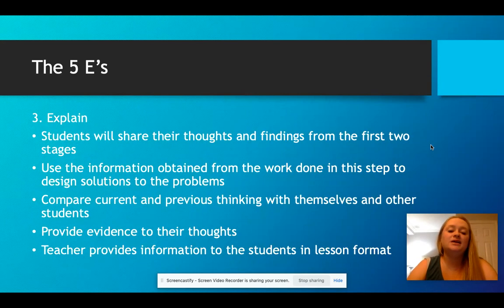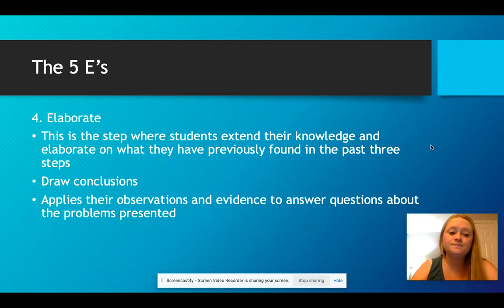Next is explain. The students will share their thoughts and findings from the first 2 stages. They use the information obtained from the work done in this step to design solutions to problems. They compare current and previous thinking with themselves and other students. They provide evidence for their thoughts, and the teacher provides information to the students in lesson format.